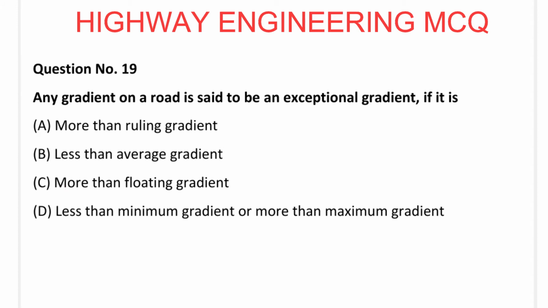So next question, any gradient on a road is said to be exceptional gradient if it is: A, more than the ruling gradient; B, less than the average gradient; C, more than the floating gradient; D, less than minimum gradient or more than maximum gradient. So the answer is less than the minimum gradient or more than the maximum gradient.